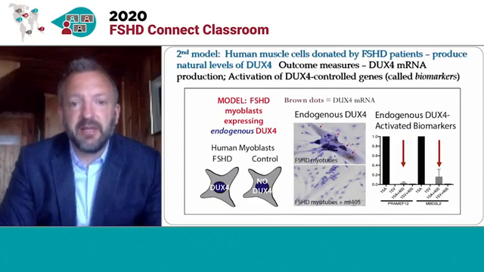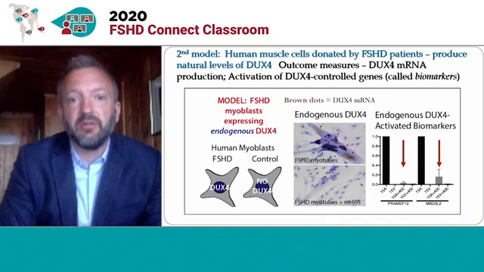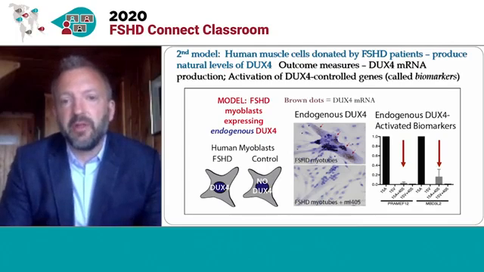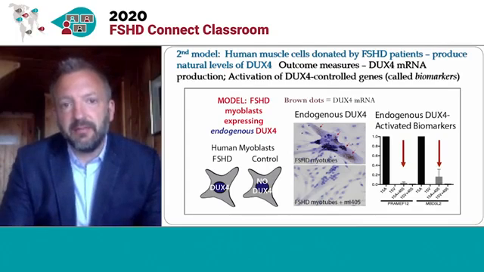When we took those same cells and we expressed this microRNA MI405 in those cells, we found very little to none DUX4 expression. And so we are able to reduce DUX4 expression in actual patient cells on a dish. And one of the things DUX4 does, it binds DNA and turns on other genes. And those genes are called DUX4 activated biomarkers.